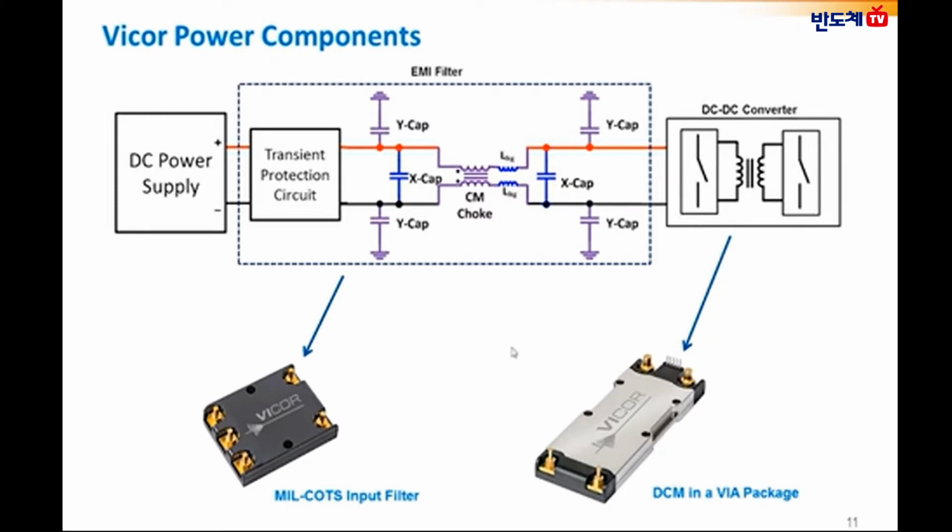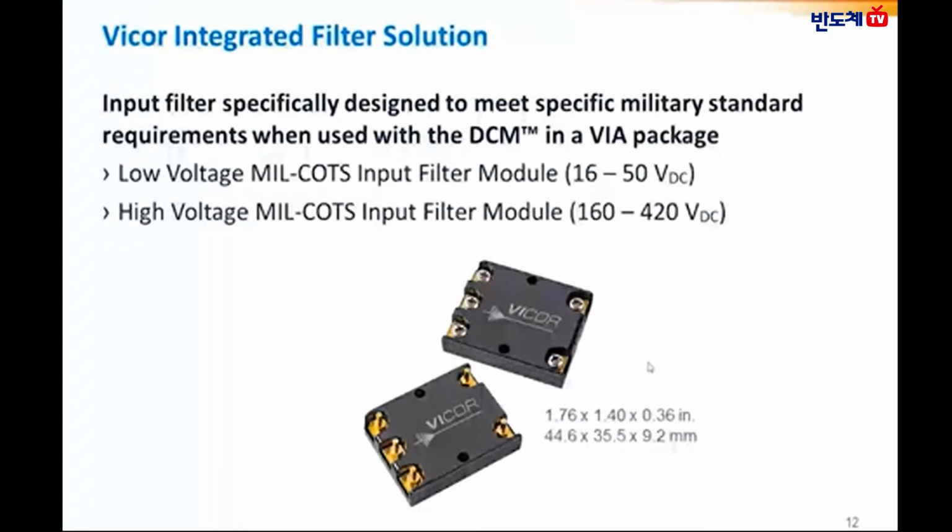The EMI filter and the DC to DC converter can be replaced with the Vicor integrated power component solutions, such as the EMI filter can be replaced with Mil-COTS input filter module, whereas the DC to DC converter can be replaced with the DCM in a VIA package. And in the following few slides, I'll discuss more about the Mil-COTS input filter module and its features, as well as the DCM in a VIA package and its features.